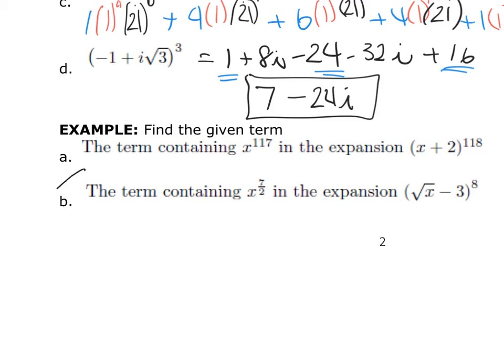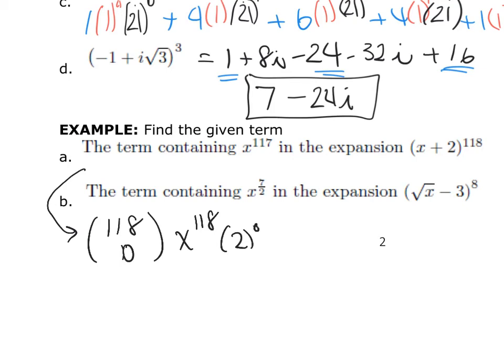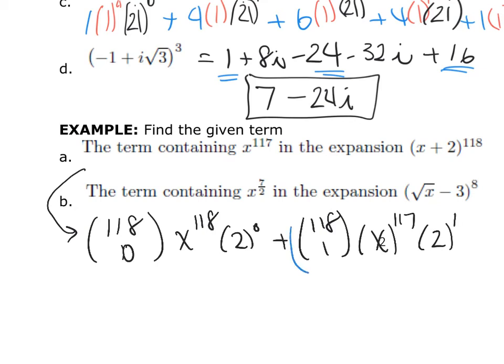So I know if I were to expand this out with the binomial theorem, which I wouldn't normally, I would have had 118 choose 0. My exponent on the x would have been 118, then 2 to the 0. My second term would have been 118 choose 1, and the power here would have been x raised to the 117. It is my second term in. And then 2 raised to the 1. The term that I want is that one, because that's the one that has x raised to the 117.